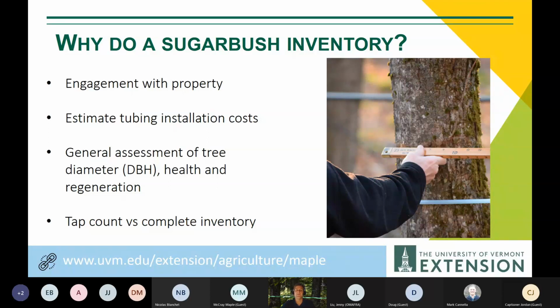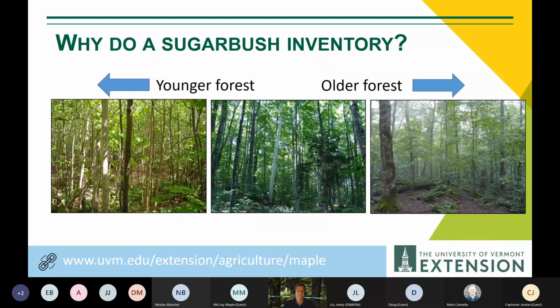A forester may use that in terms of a larger forest inventory. It really depends on what your goals are and what kind of information you're looking to collect. The simplest would be just a simple tap count. How many trees are there that are of tappable size right now? And compared to maybe a more complete or intense inventory that would involve not just tappable trees, but site quality, soils, and lots of other aspects.